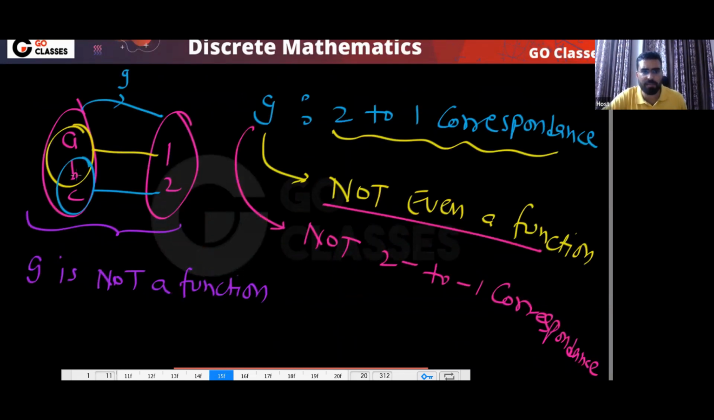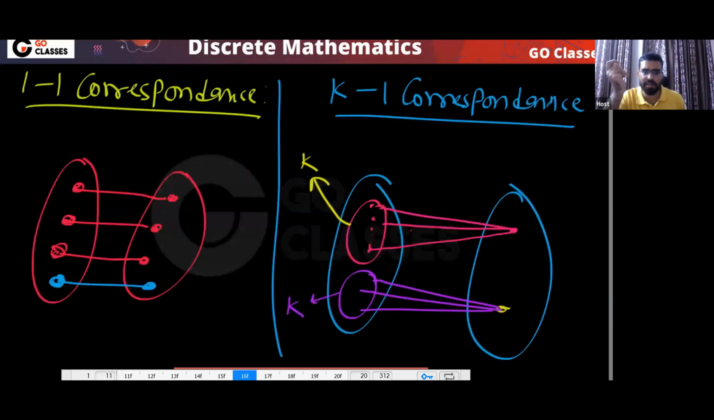Because you can notice this element B has two maps. Remember, in a function, every element of the domain should have exactly one mapping. But here you can notice B is related to 1 and 2. B is mapping to 1 and 2. So that is the reason G is not a function. This is the simple definition of function. We have already seen in the function chapter what is a function, injective function, surjective function, 1-to-1 correspondence, bijection, all these things. So you tell me, if you have this set A and this set B, then what can you say about their cardinality?